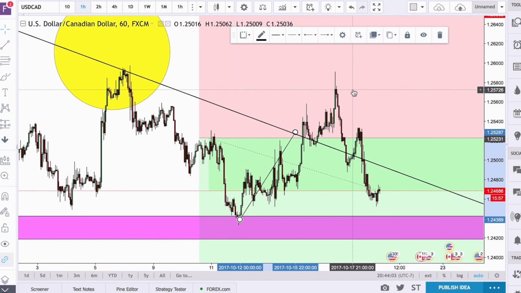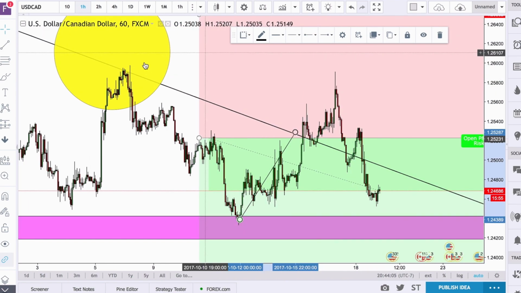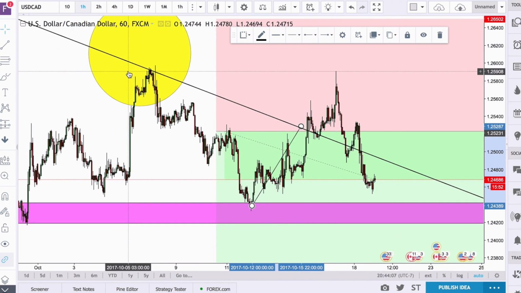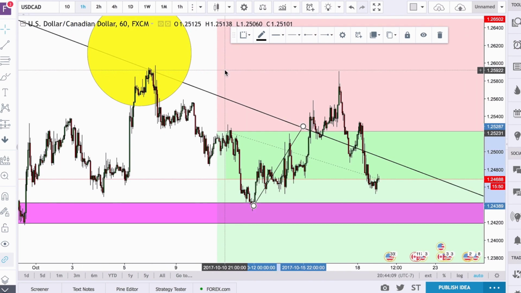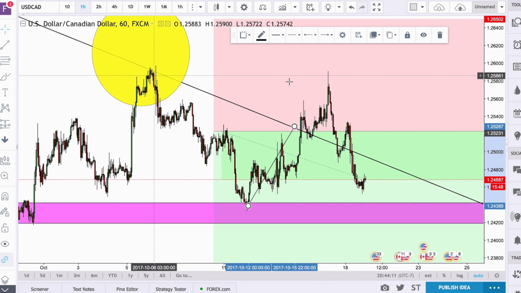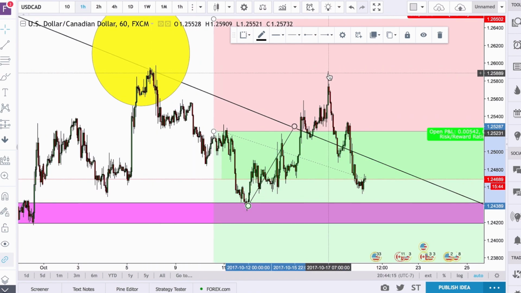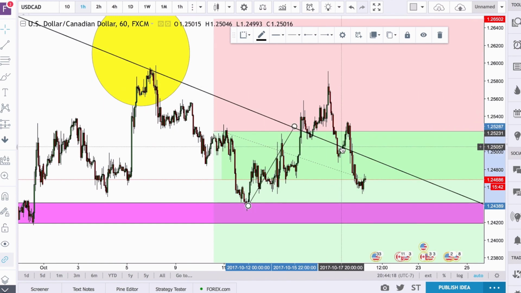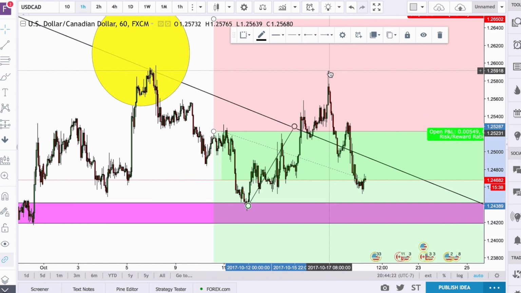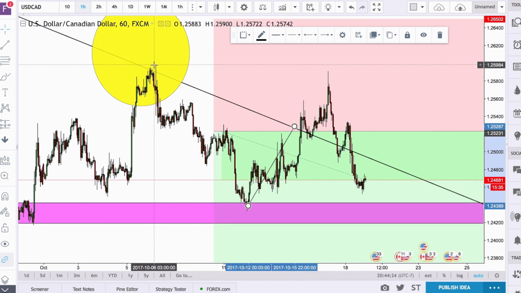But the interesting thing about this is that it never made a higher high than this level that I highlighted. Now that is a good sign because that is not a higher high, as I said. And you could see what happened after that. Price sold off very, very fast to the downside. So again, technically, we did not make a higher high.